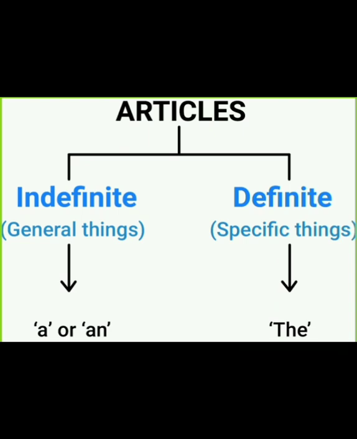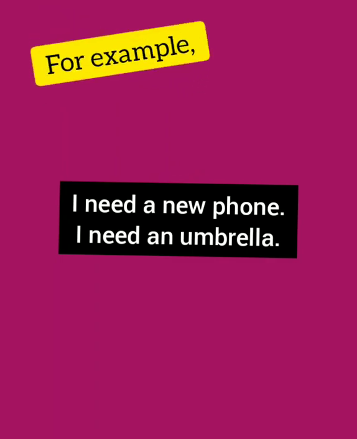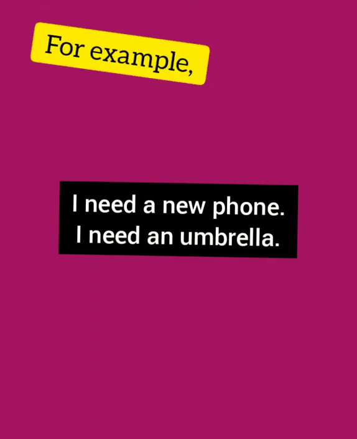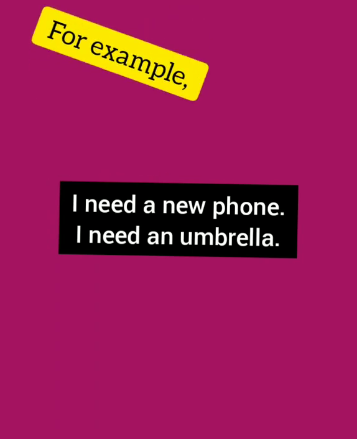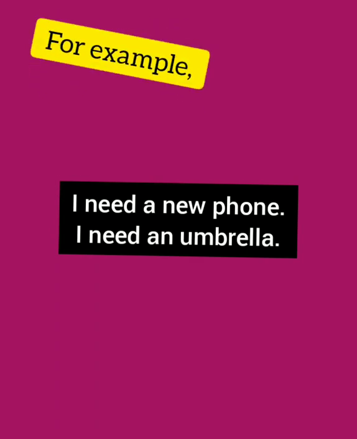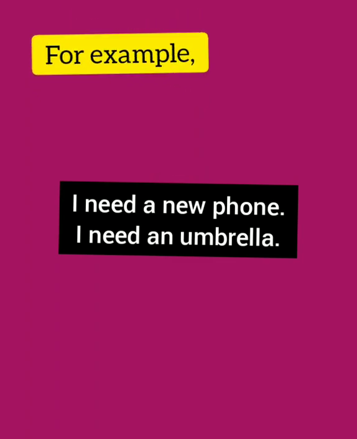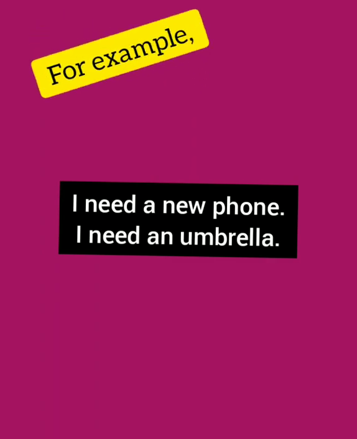Now let's see the use of articles. We use a or an when we are talking about something in general. For example, I need a new phone. Here you can see that it is not mentioned which type of phone or the brand of phone. So we don't know which phone it talks about; in general, it means any phone. Second one, I need an umbrella. Same case here also. Here an umbrella means any umbrella, not any specific umbrella.